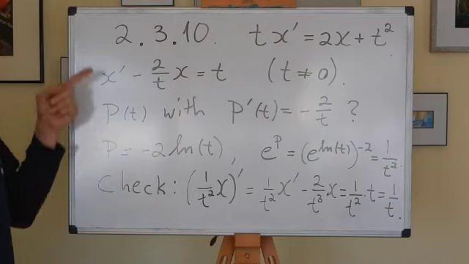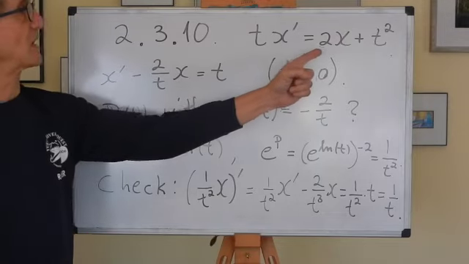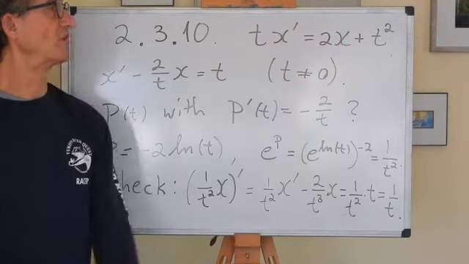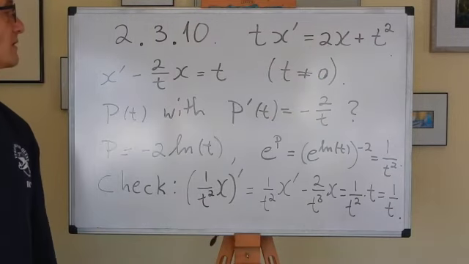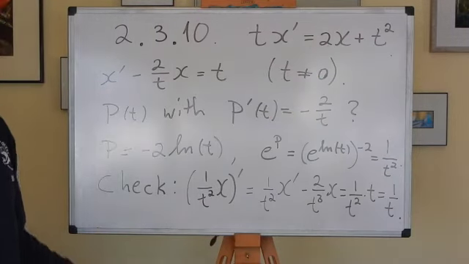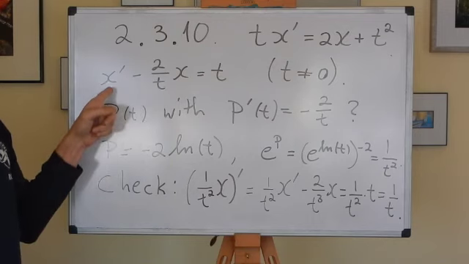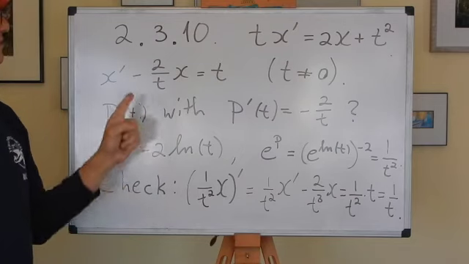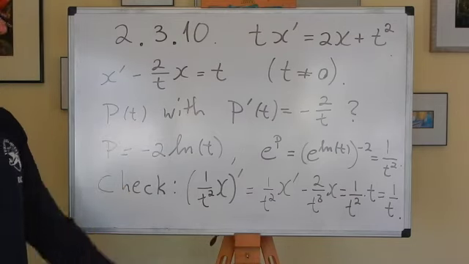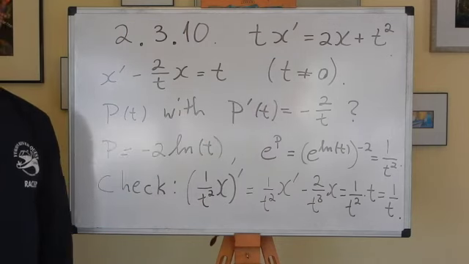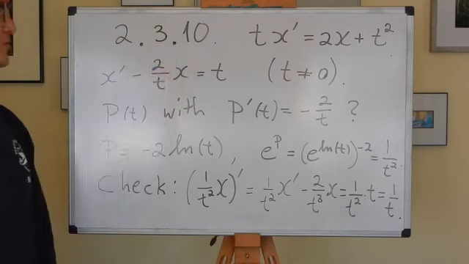Hello, I'm doing problem 2.3.10. The original equation is tx' plus 2x plus t squared. tx' is equal to 2x plus t squared. And we collect the x terms together and divide by t so that we get x' as the leading term. Notice that we're assuming that t is not equal to 0 to do this. We might have to deal with that later.